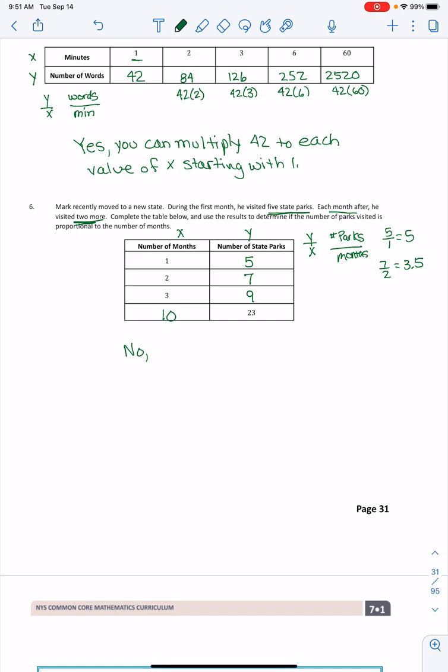All the ratios do not simplify to the same number.